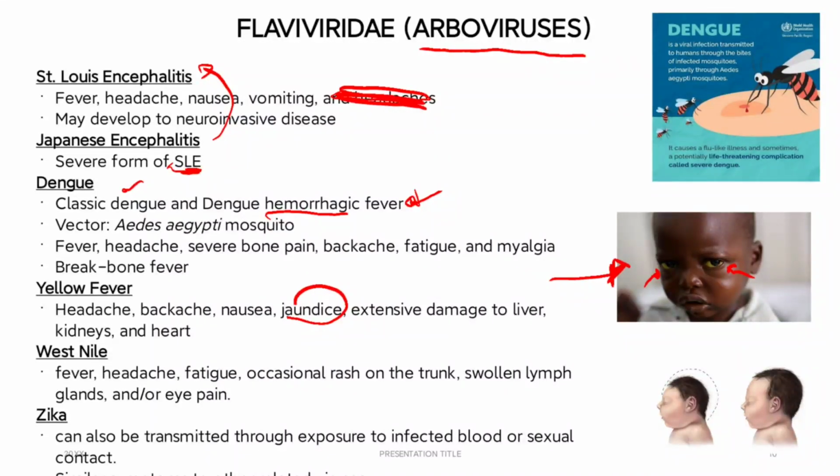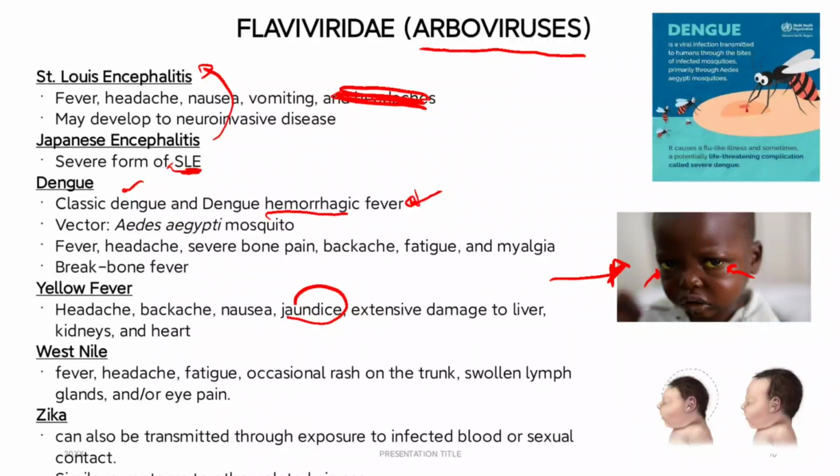And next one, we have the West Nile virus. So, fever, headache, fatigue, occasional rash on the trunk, swollen lymph glands, and or eye pain. And last but not the least is the Zika virus. So, ito, naging common to nung nasa Brazil Olympics. So, Zika virus.